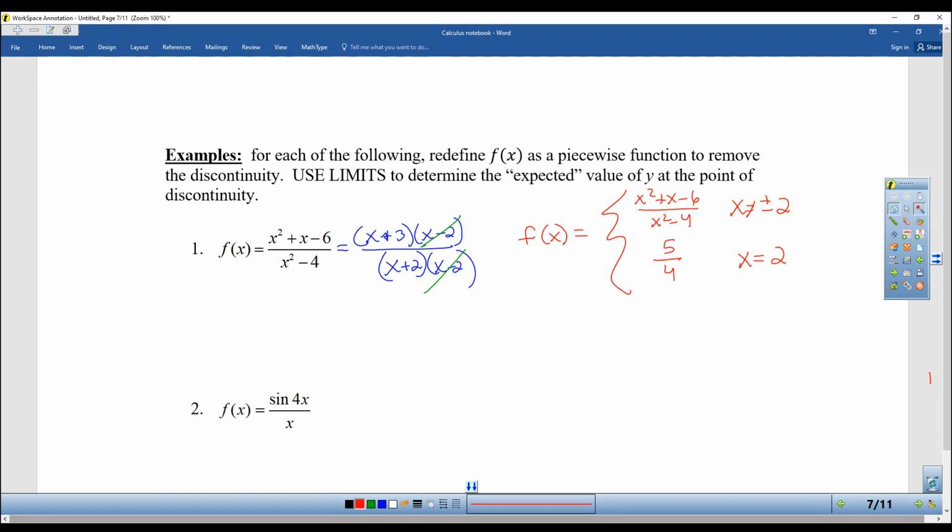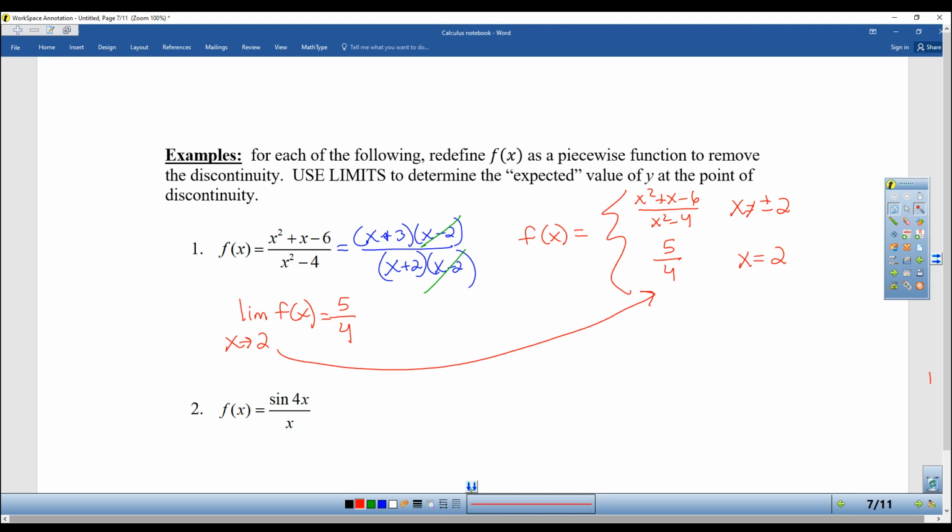5 over 4. So the limit as x approaches 2 from the left or the right of f of x is, remember, from limits. We try to plug it in. If we can't, we simplify it algebraically, and then we plug it in. So limits and continuity are intricately related.